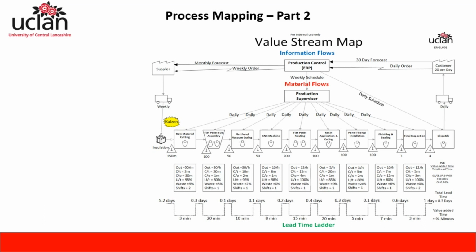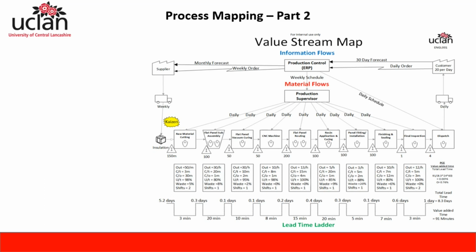Now for the material flows. The Production Supervisor, or Material Requirements Planning System, or MRP for short, plans and schedules where the materials need to be at any one time to complete the process. As you can see, this is performed on a daily basis for all of the processes.